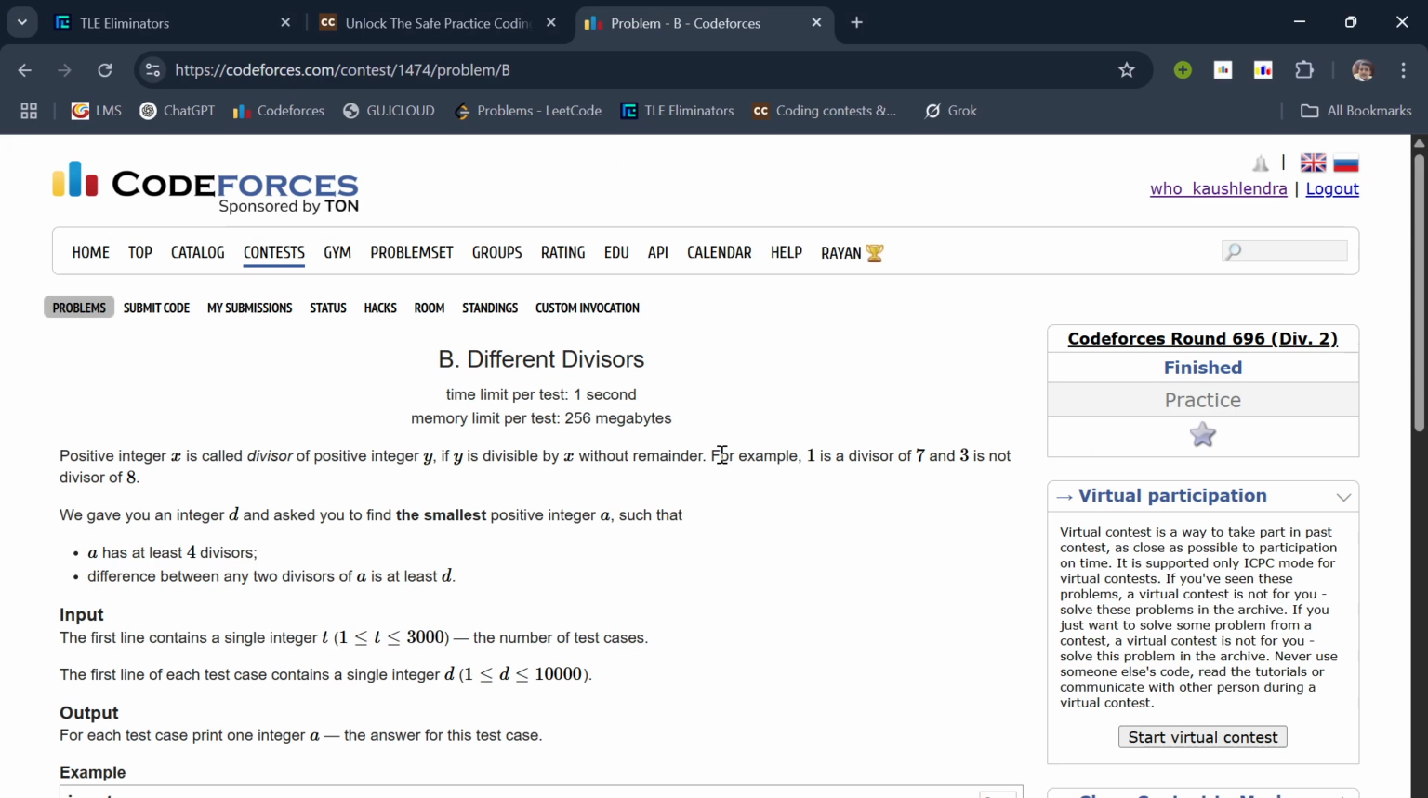So hello everyone. So there is a problem of V different devices. There is a problem of CP31 sheet, 1000 rated problem. What is the problem? A positive integer x is a divisor of positive integer y if y is divisible by x. Suppose we take the example that 1 is a divisor of 7.